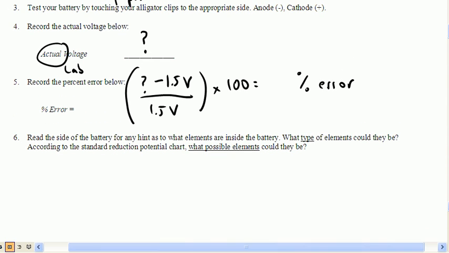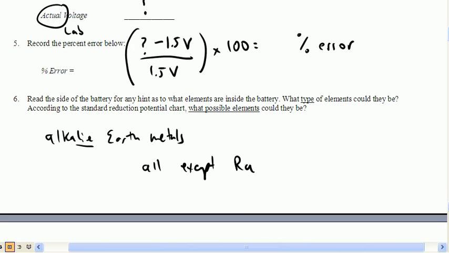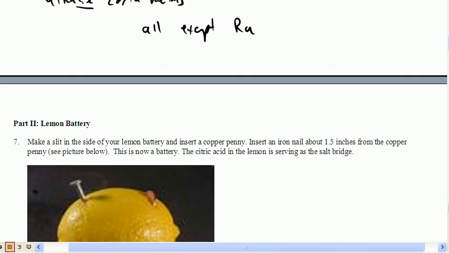6. These were alkaline metals. Anytime you see alkaline, that's short for the alkaline earth metals. When you look on your reduction potential chart, it really includes all except radium. That's the only one that is not on the reduction potential chart.